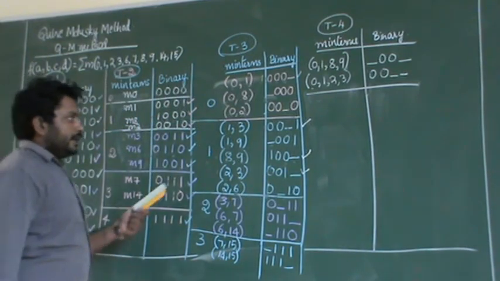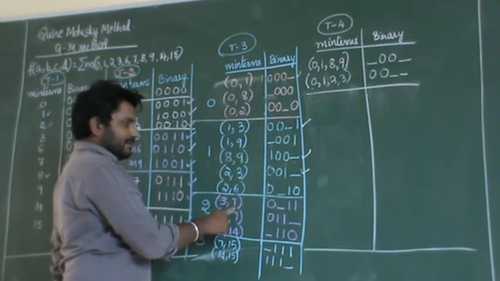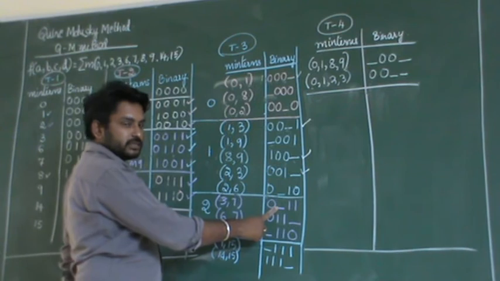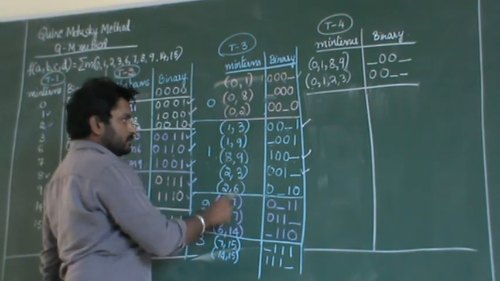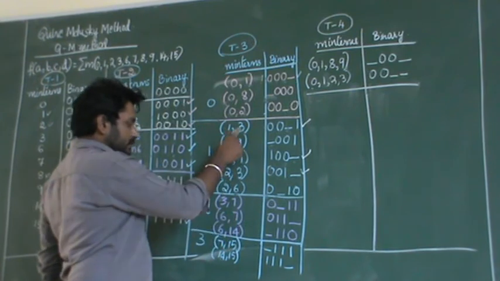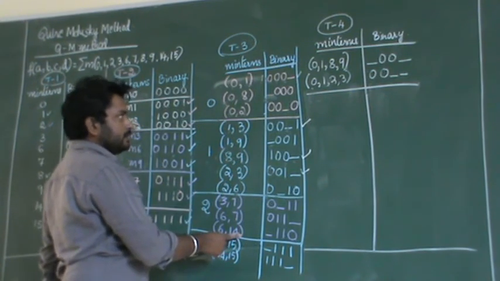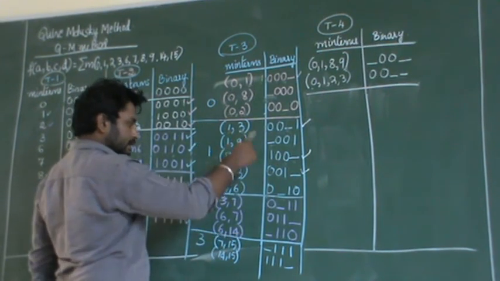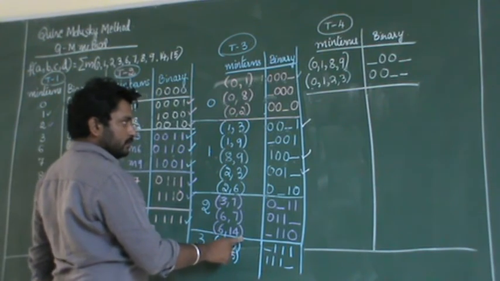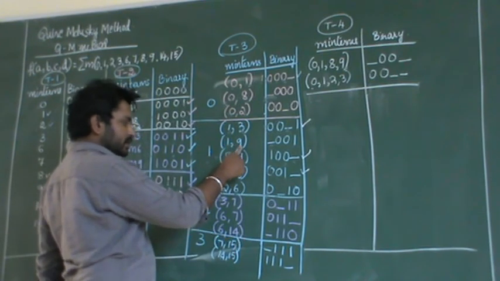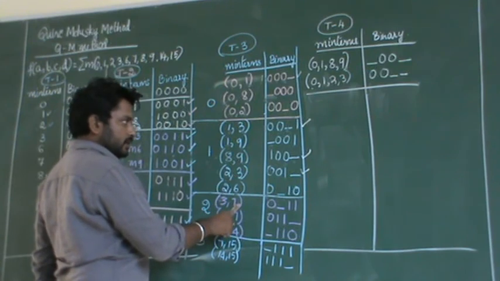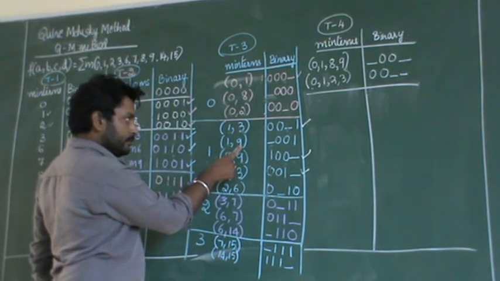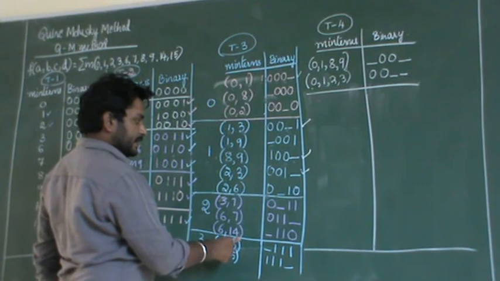Now I compare 1, 3 with 3, 7. Is it possible? No. Here the third bit position is dash, here the second bit position is dash, so it is not possible. 1, 3 with 6, 7, no. 1, 3 with 6, 14, not possible. Okay. Now 1, 9 with 3, 7 is not possible. 1, 9 with 6, 7 is not possible. 1, 9 with 6, 14, is it possible? No.